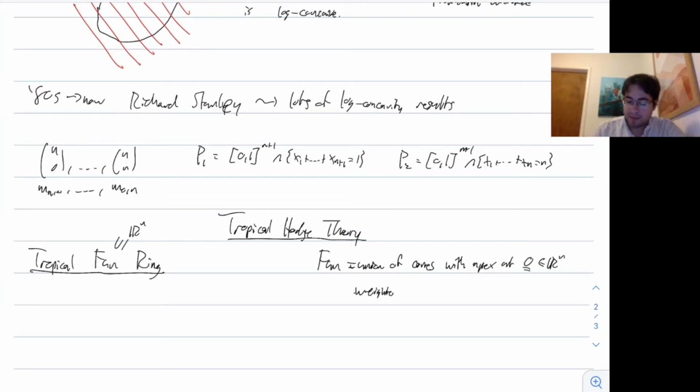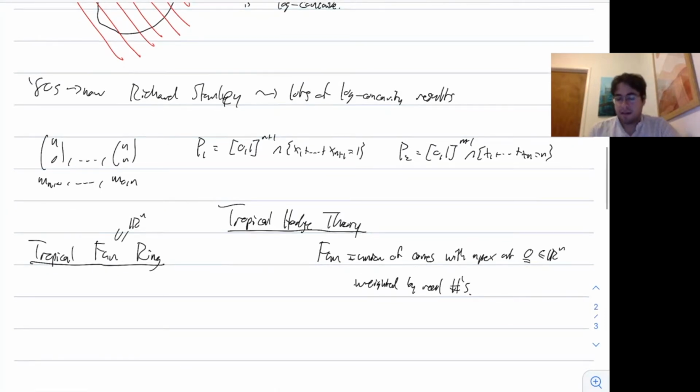Weighted by real numbers. Okay, so let me give you an example of such a cone of a fan. I can take root 2, 1, 1. All right, that's a fan.